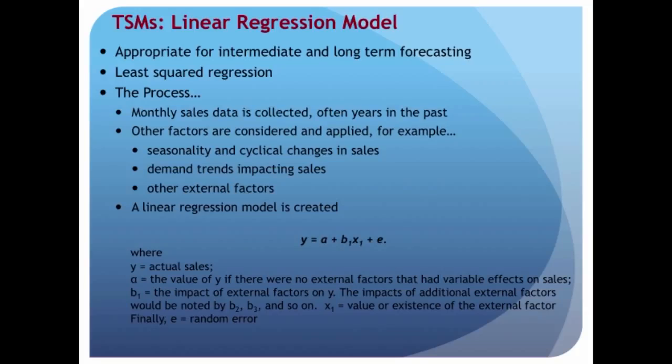The x value, or values in the formula, represent the existence of external factors that management has determined will impact sales. Additional external factors would be noted in the formula by x2, x3, and so on. The b value in the formula represents how much x influences sales. The e value in the formula is error. This recognizes some impacts on sales are not measurable with the external factors considered, and that some changes in sales represent randomness or noise.